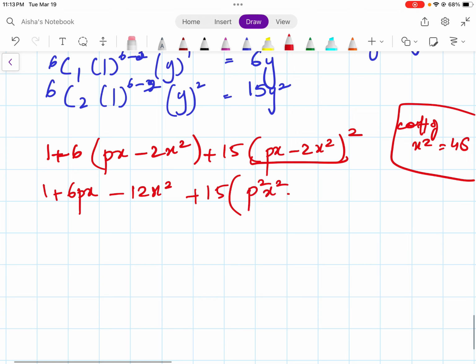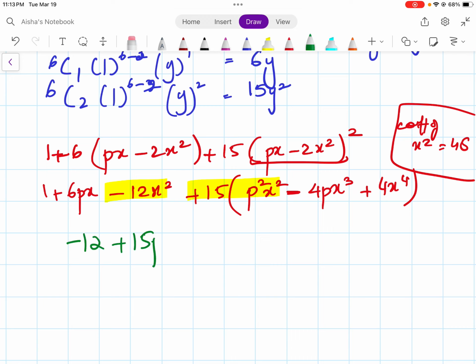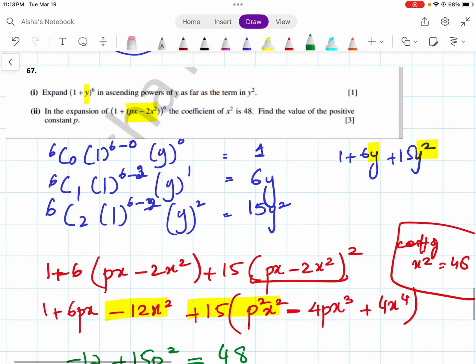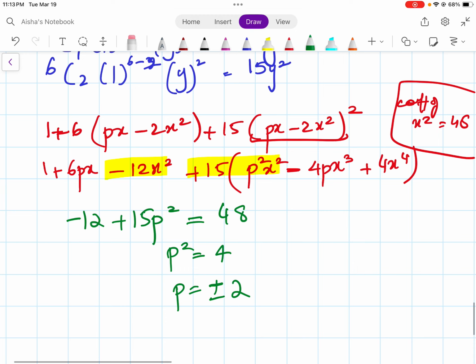Let's open this up. Relevant multiplication, this is what I'm going to get as the coefficient of x square. Minus 12 plus 15p square equals 48. So 48 plus 12 divided by 15. p square is 4. The value of p is plus minus 2. And since p is a positive constant, you will reject the negative value. It's going to be just plus 2.